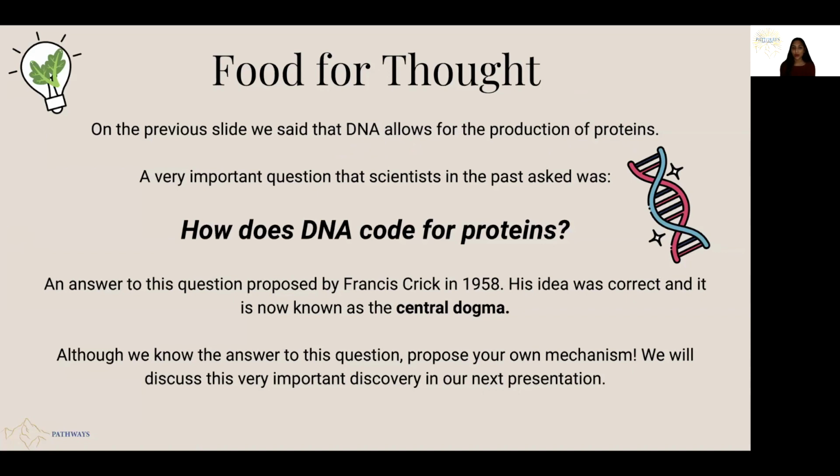So if you don't know yet how DNA code for proteins, sort of think in your head, how could my body make proteins from just these strings of quote unquote letters, which are actually molecules? Adenine is a molecule, but how is it that the order in which the molecules are found in the DNA, the sequence of the A, T, C, and G's, how does that lead to protein production in a cell? Although we now know the answer to this question, I would like you to propose your own mechanism, and we will discuss this very important discovery in our next presentation.